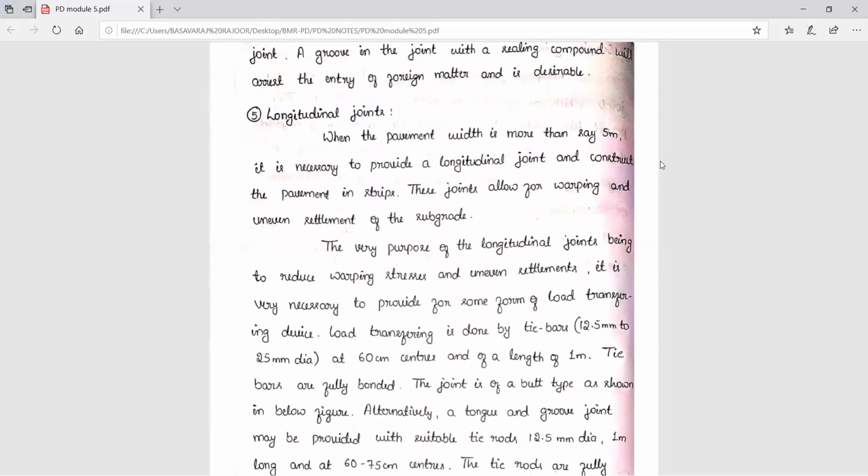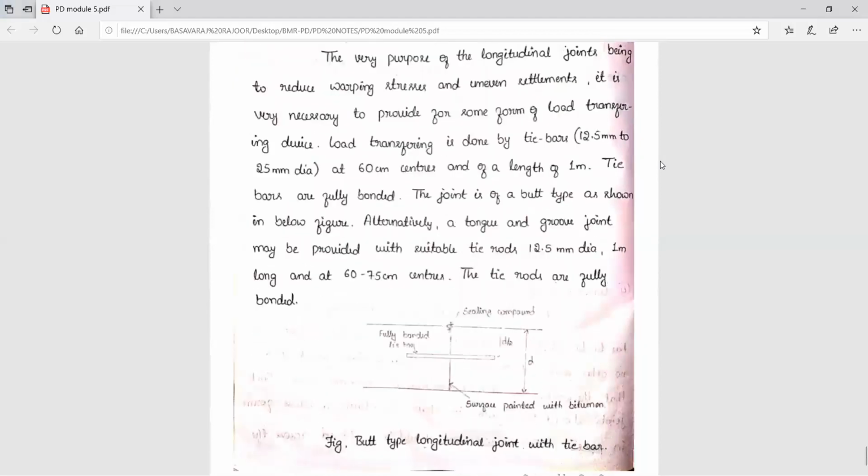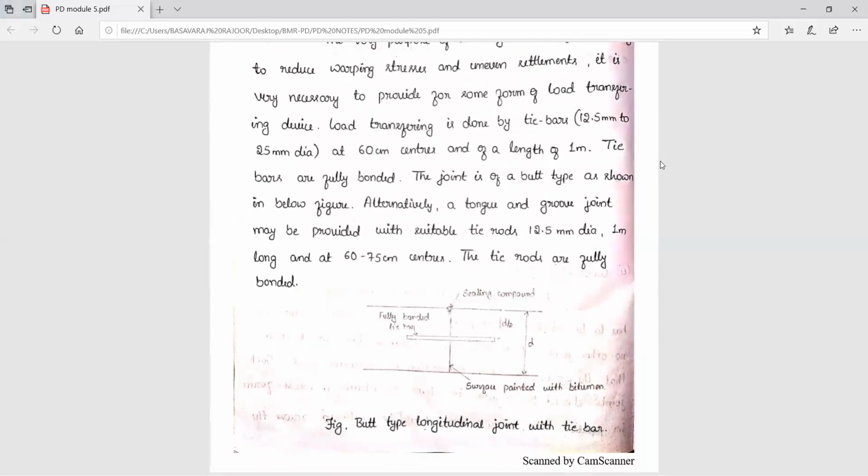One more type of joint is the longitudinal joint. The purpose of longitudinal joints is to reduce the warping stresses and uneven settlements. It is necessary to provide some form of load transferring device. Load transfer is done by tie bars, generally of 12.5 mm to 25 mm diameter at 60 cm centers, of a length of 1 meter. The joint is of a butt type and is shown in the figure below. Alternatively, a tongue and groove joint may be provided with suitable tie rods of 25 mm diameter, 1 meter long and at 60 to 75 cm center to center distance. Butt type longitudinal joint with a tie bar is shown in the figure.